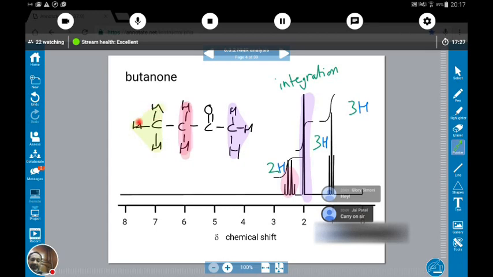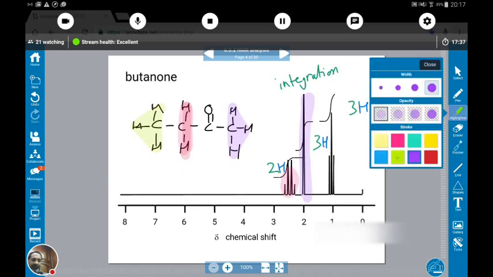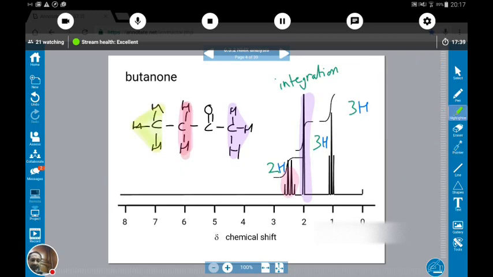The CH3 here, which is the furthest away from the C double bond O, is going to be closest to the 0. So the green ones, this one over here is going to be this over here.